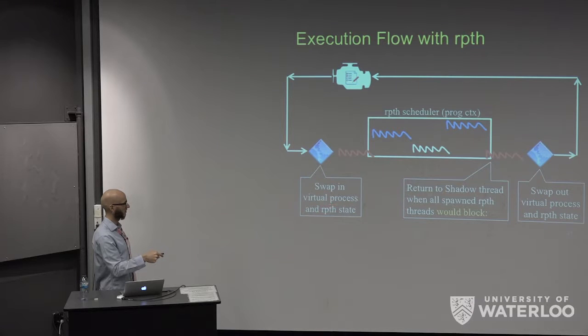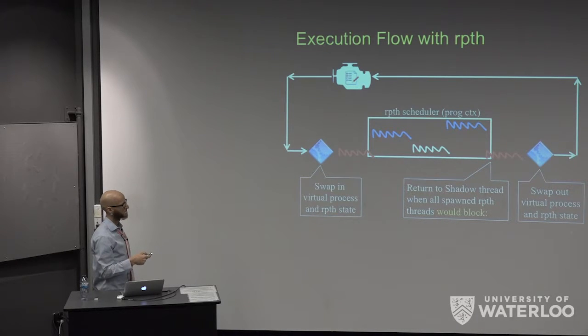So we swap in all of the state for that process from that process's backup memory region, swap that into the program area, and then we swap in the rpth instance. So rpth thinks it's running in the shadow thread. We yield to the rpth scheduler. The rpth scheduler then looks at all of its threads that we created before, the main thread down here and any auxiliary threads, and it runs each of them until those threads will block.